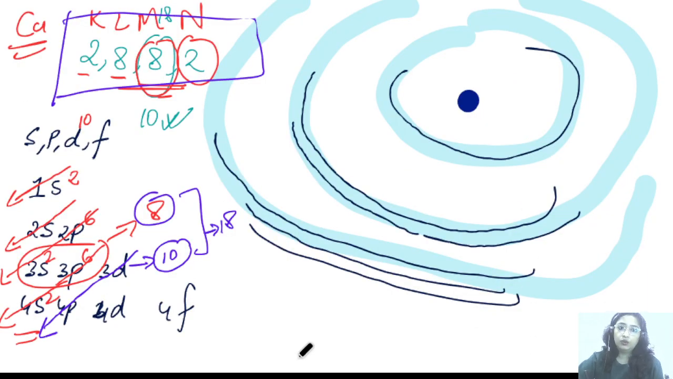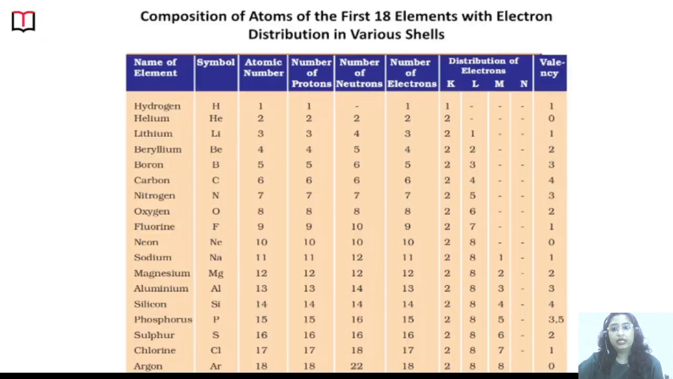And from this only we write down the electronic configuration. Here you can see all of the different elements have different numbers of protons, and the number of protons is the atomic number. According to the atomic number, the number of electrons and protons are the same in a stable atom. For hydrogen it is 1, so in the K shell there is 1 electron. For helium there are 2 electrons in the K shell.